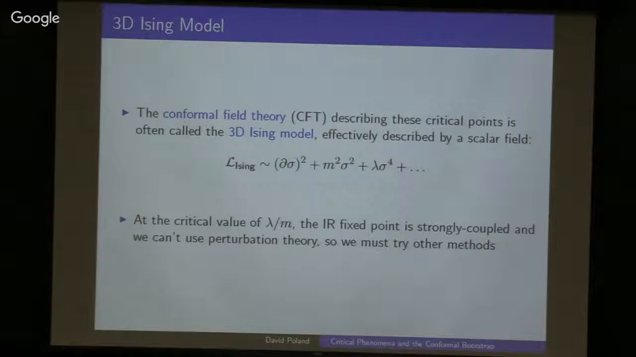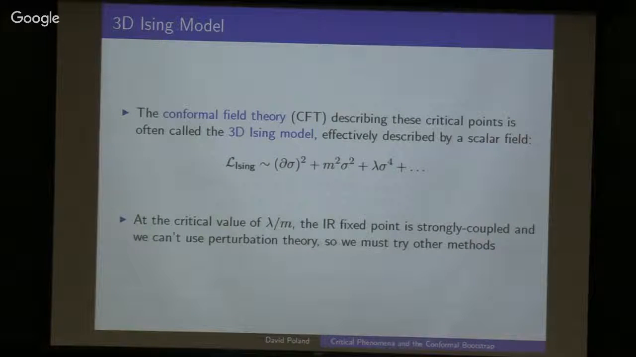Okay, so what is the conformal field theory describing the critical point of water and other fluids, as well as axial magnets and the quantum critical points I mentioned? Well, this has a name. It goes by the name of the 3-dimensional Ising model. Historically, the Ising model was written down as a lattice of spins, which can either point up or down, and they have nearest neighbor interactions.